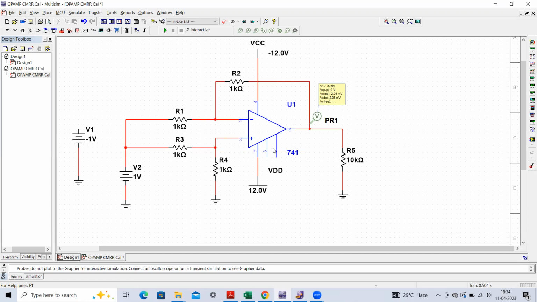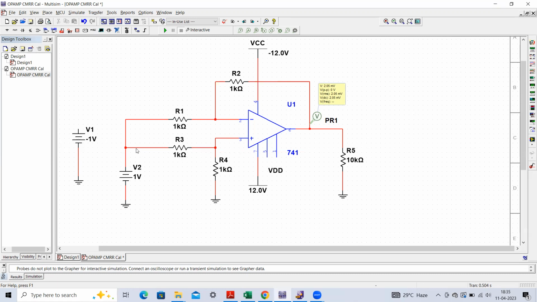And here you can directly see what will be the expression for V output. If you solve this circuit, you will be getting V output equals R2 upon R1, okay? And because R2 is 1 kilo ohm and R1 is also 1 kilo ohm, this will become 1, right? So V output is directly equal to the difference of the input signals that we applied to these terminals.